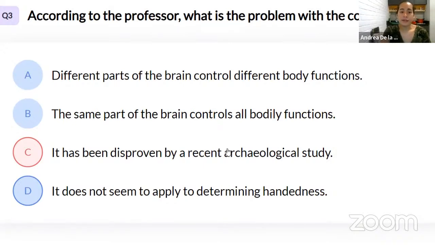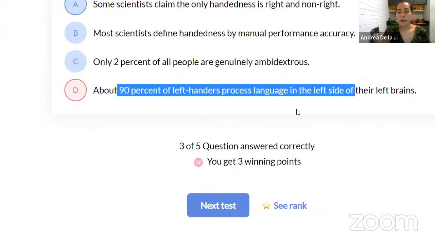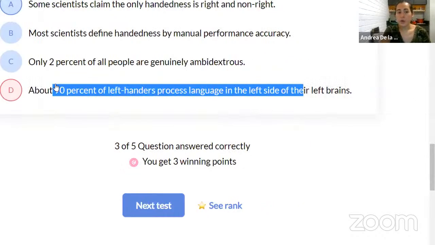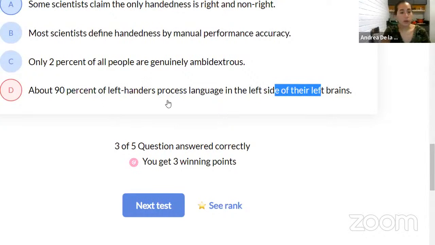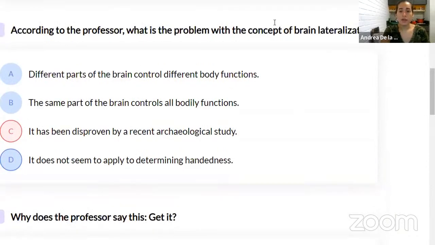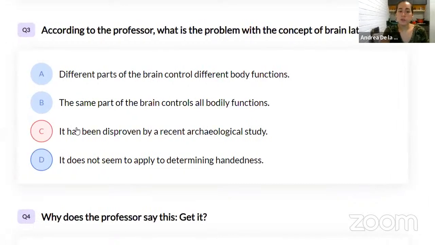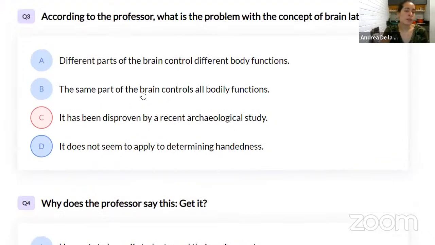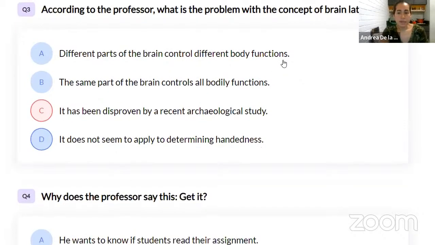And I think that's related to the last question. This is related to brain lateralization, right? So if 90% of left-handers really process language on their left side, then that wouldn't be a problem. That would be in favor of this concept of brain lateralization, right? That would be the correct theory, the most accepted one. But it's not, because it's not like that. That's not the percentage of left-handed people that process language in the left side of the brain. Okay? Is that okay so far?